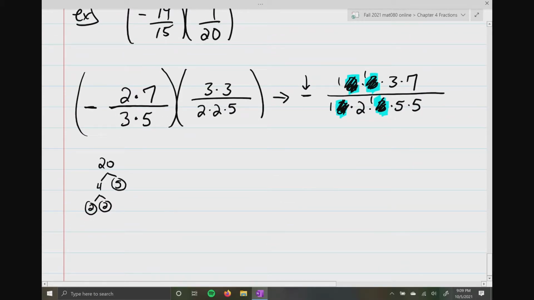So I'm going to clean this up. Put my negative out front. 1 times 1 times 3 times 7. And then my denominator is going to be 1 times 2 times 1 times 5 times 5.